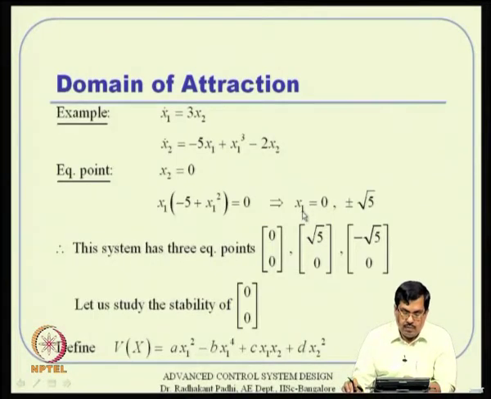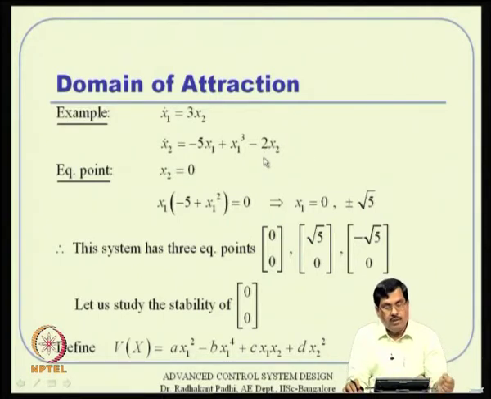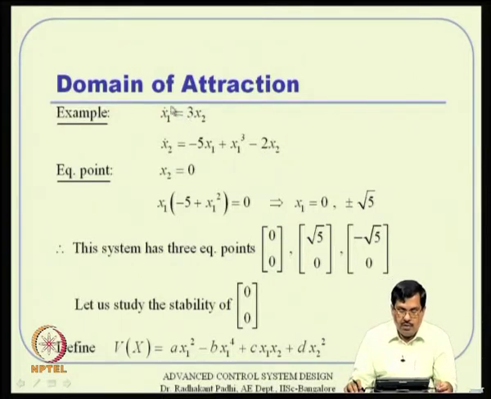Anyway, so let us go through an example and try to get our ideas slightly clear here. So, let us talk about again a second order system: x1 dot is 3 x2, and x2 dot is minus 5 x1 plus x1 cube minus 2 x2. So, for the equilibrium point, again I put them to be 0, x1 dot and x2 dot are 0. So, obviously, x2 is 0.